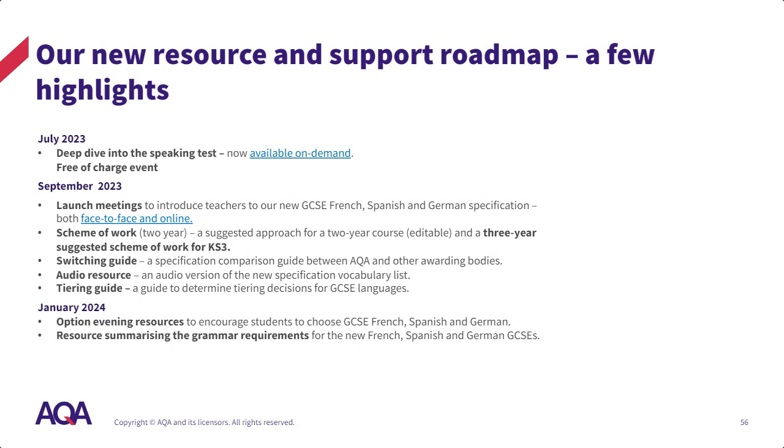We're producing schemes of work, a 2-year course, and there'll also be a suggested scheme of work for Key Stage 3, but these will be editable and you'll be able to tailor them to suit your students and your approach. We'll be producing a switching guide to give you a specification comparison between AQA and the other accredited awarding bodies. We're also producing an audio resource, which will be an audio version of the new specification vocabulary list, which will be really helpful for your students.